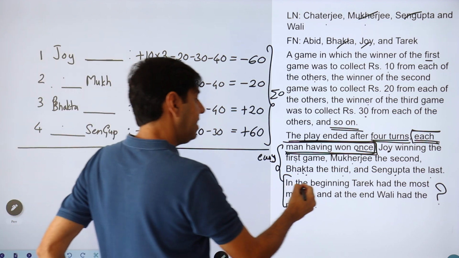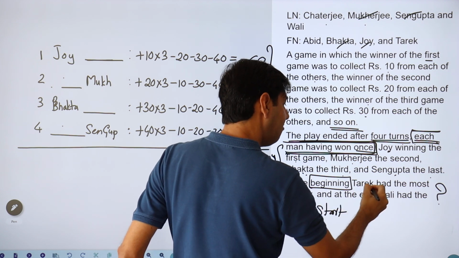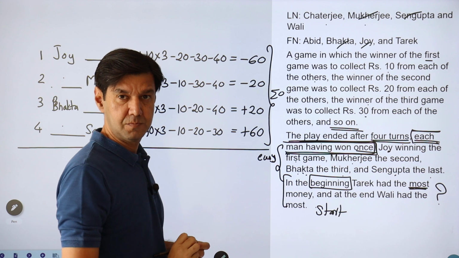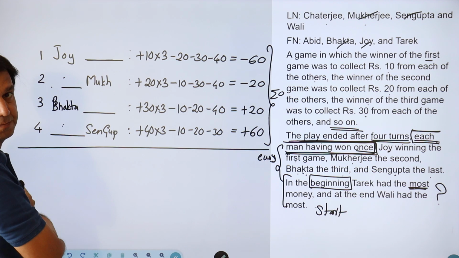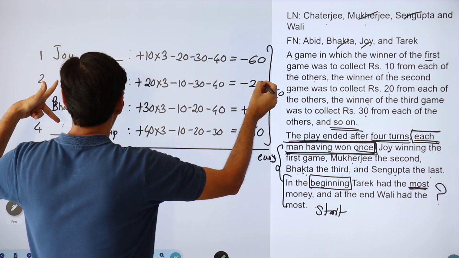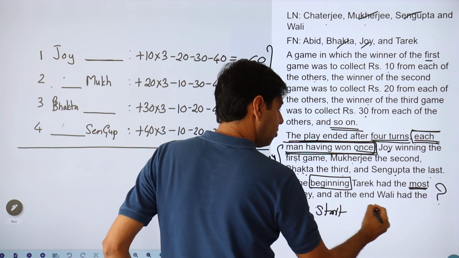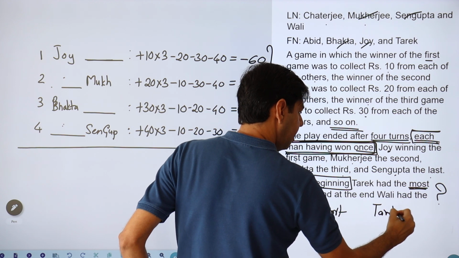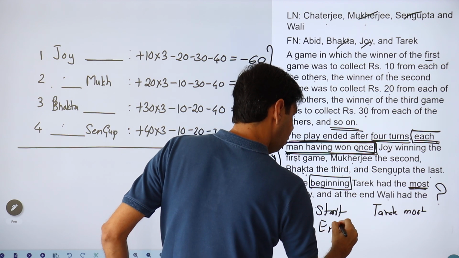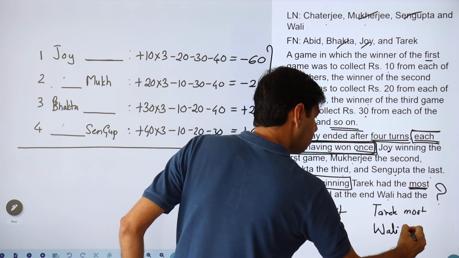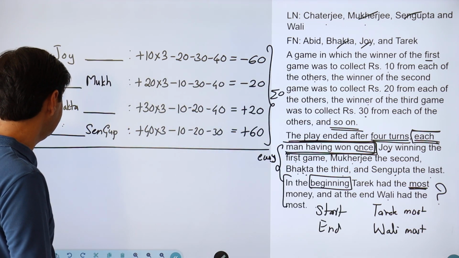Now it says in the beginning, at the start, Tarek had the most money. The highest money was Tarek's. Tarek will be either second or fourth. So Tarek will either lose 20 or gain 60. At the start Tarek is most. And at the end, Wali is most. So Tarek is no longer most. So even if you just start looking, Tarek could be one of these.